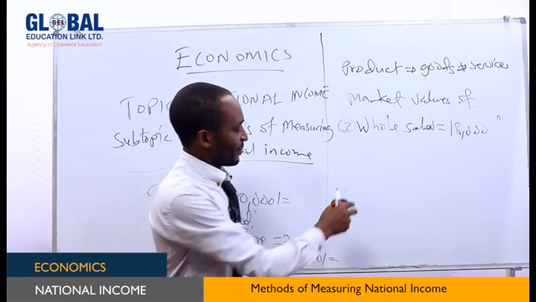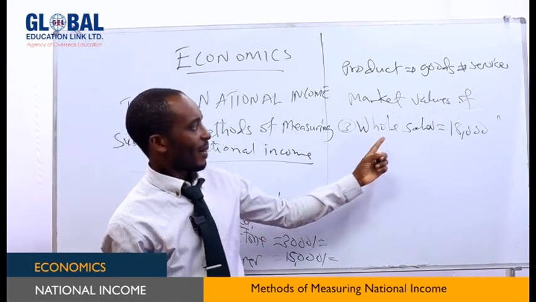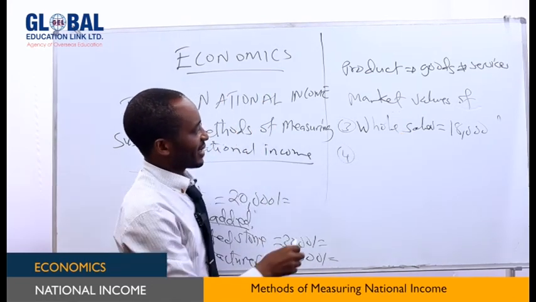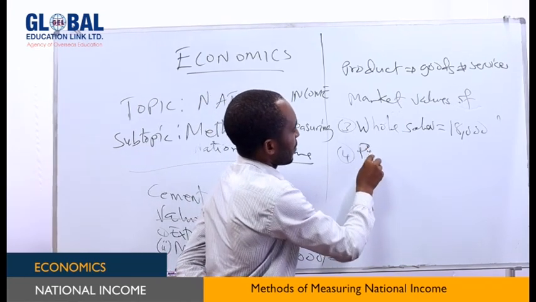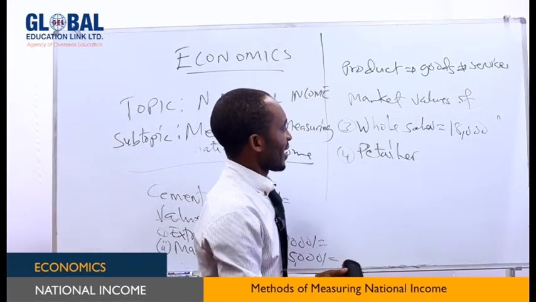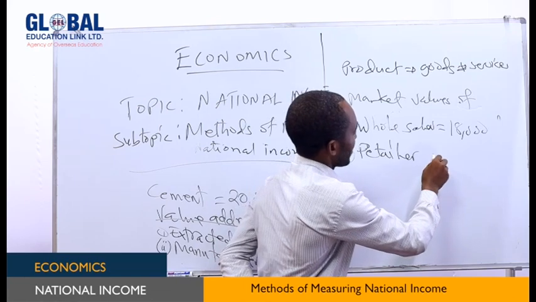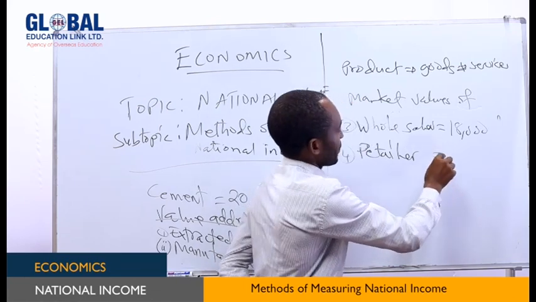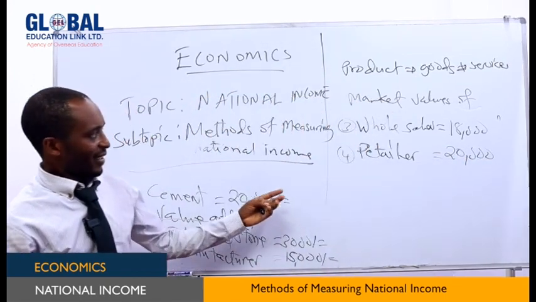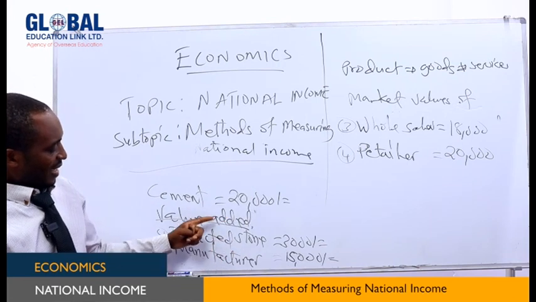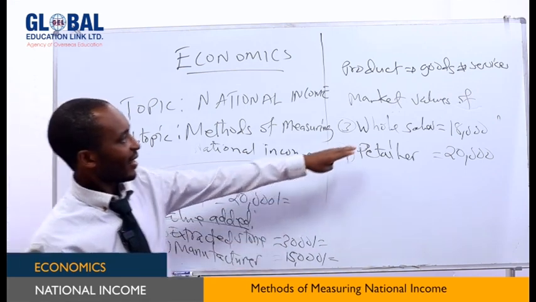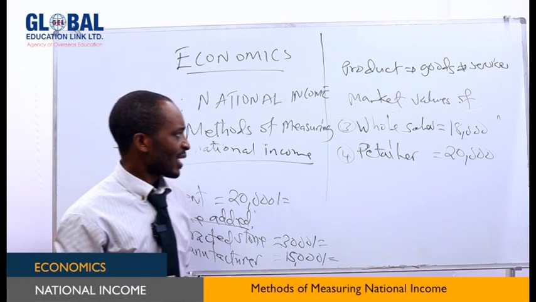Also, the wholesaler will sell this cement to the retailer. Number 4, let's say the retailer will buy cement from the wholesaler, and the retailer will sell this cement for 20,000. So you can see this process of cement passed from stones, manufacturer, wholesaler, and retailer.